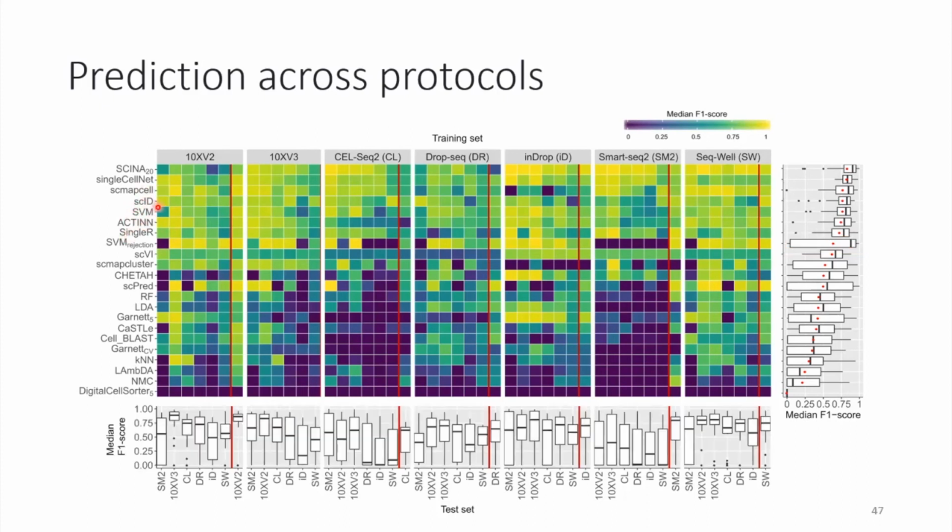You can also summarize it per technology. So let's look at a few things here. The first one is if you train on 10x V2 and test on 10x V3, the performance seems to be particularly high. So the correspondence between the two technologies seems to be quite high. Again, I already said this, going from SmartSeq2 to droplet-based methods is a bit more tricky. If you train on SmartSeq2 and try to predict droplet-based data, things become a bit more complex.